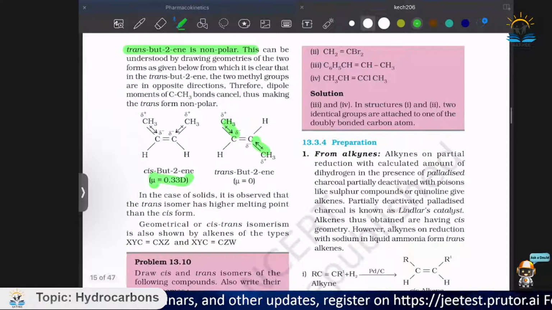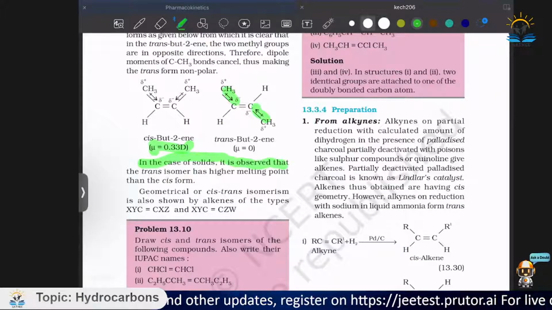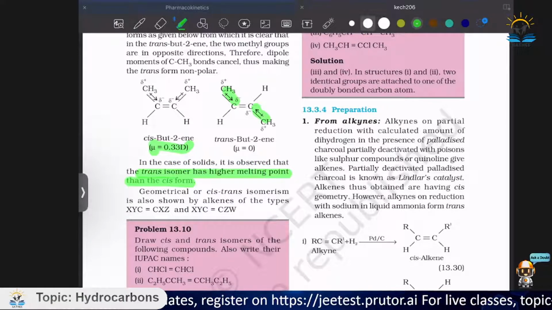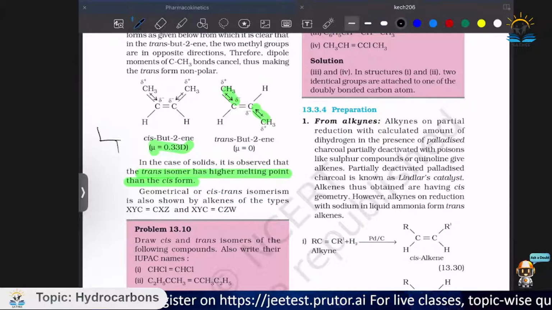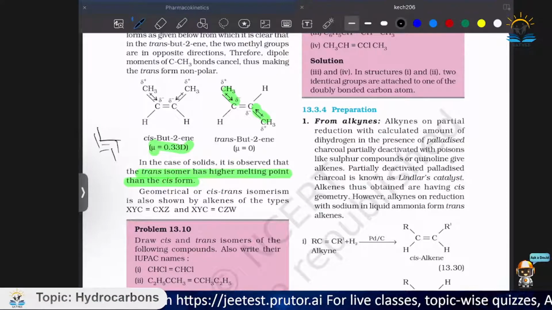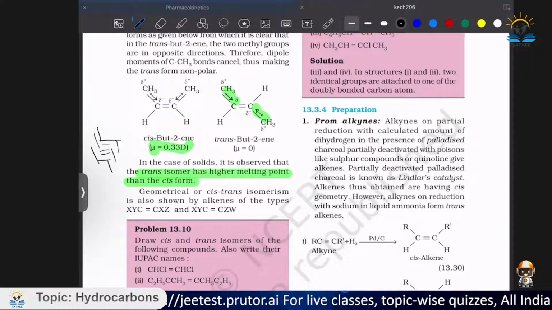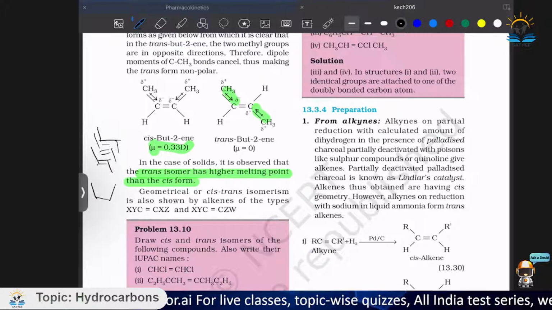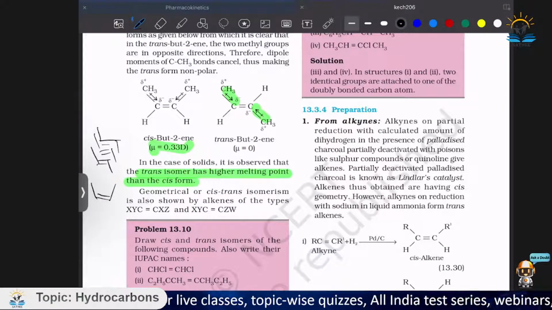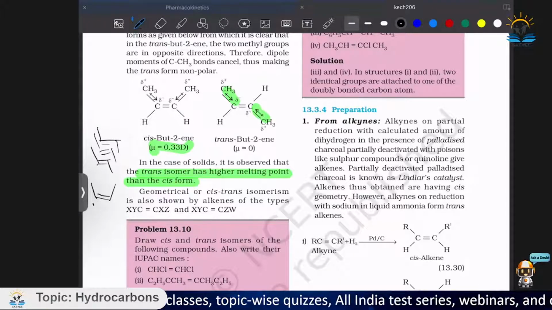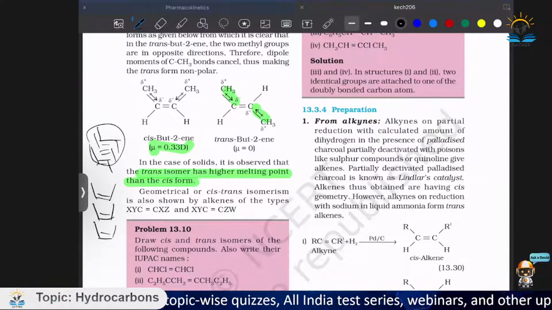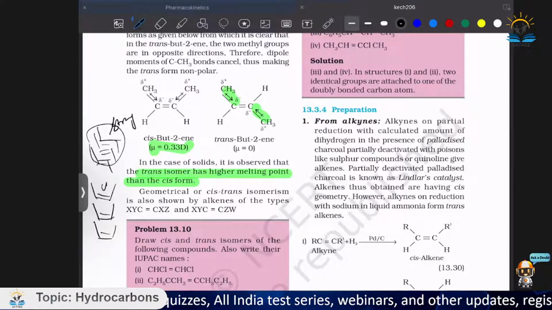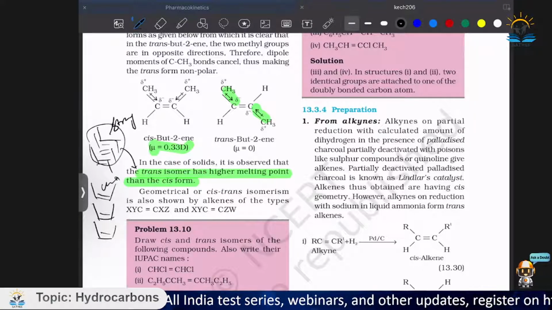In case of solids, it is observed that trans isomers have a higher melting point than the cis form. Why? Because this is how the trans molecule looks, so they can be packed together very efficiently. Packing efficiency is much more. But a cis molecule looks something like this, so it cannot be packed so well. When packing is good, it is difficult to melt because it is strong. This is weak. That is why the trans isomer has a higher melting point.